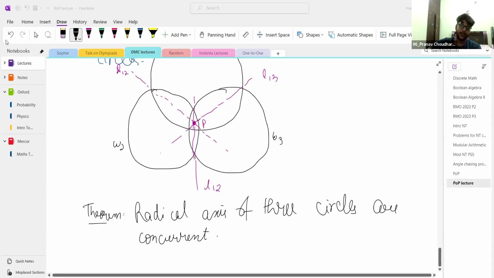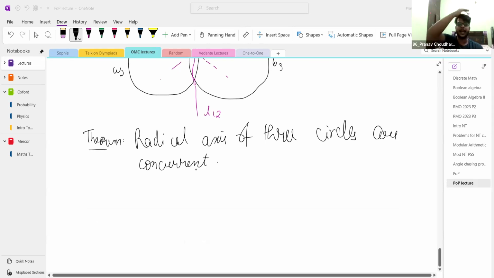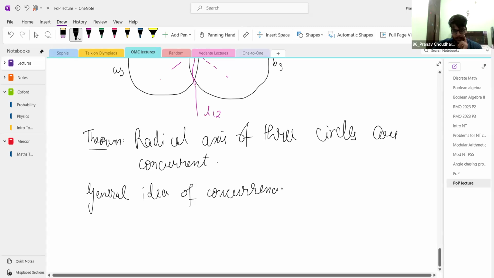Okay, so it's already been 2 minutes. We will discuss the proof. So see, you have to prove concurrency. What's the general idea of proving concurrency? Also, I decided that I'll do a lot of problems. I took some 6, 7 problems, but it looks like we'll just do a PSS and do those problems in that. We'll not have much time for problems.